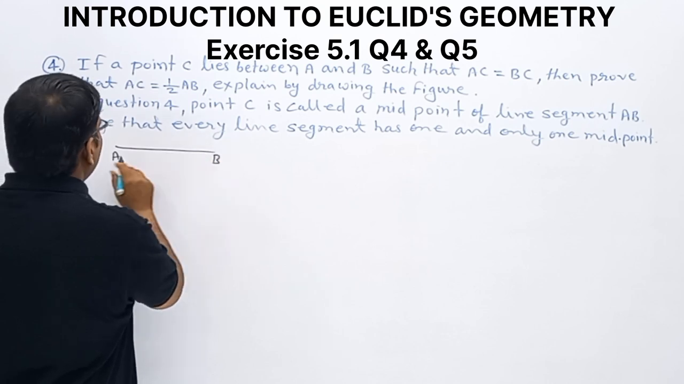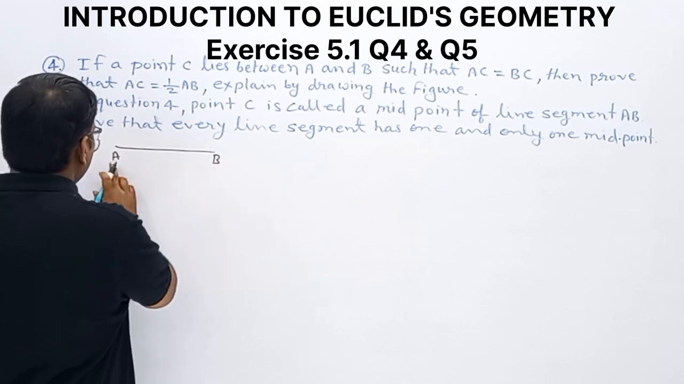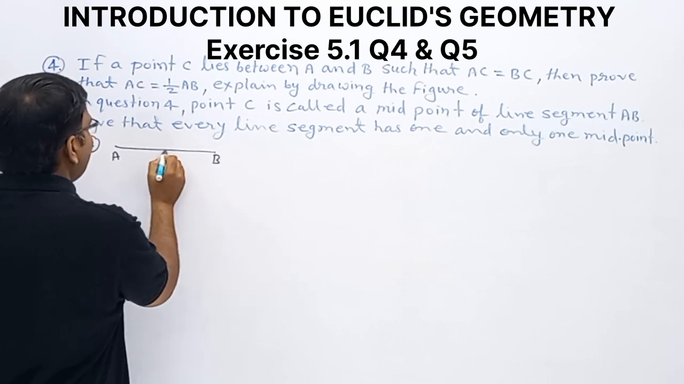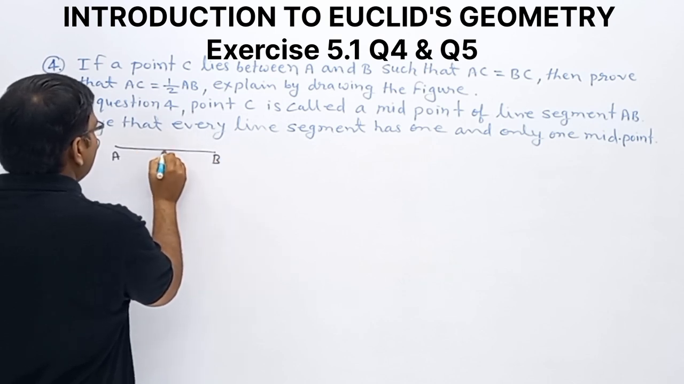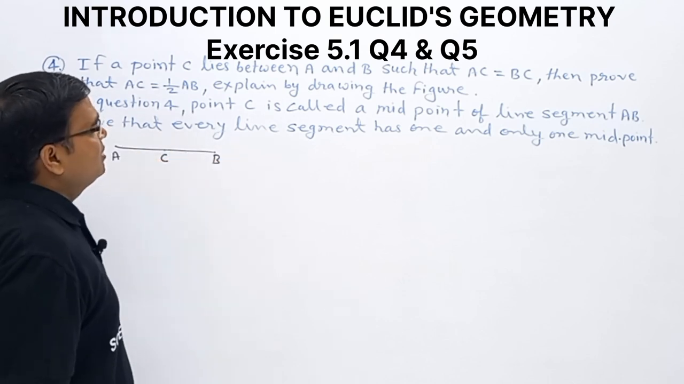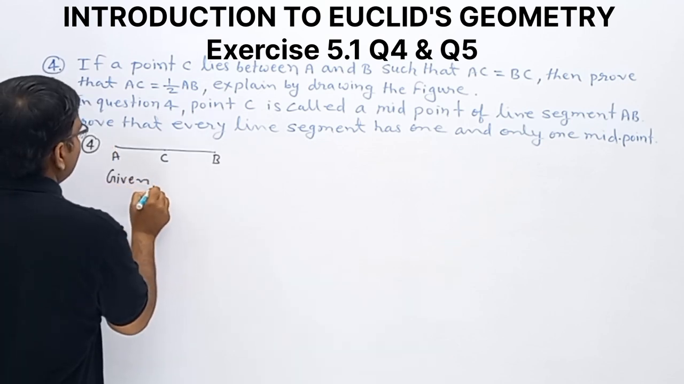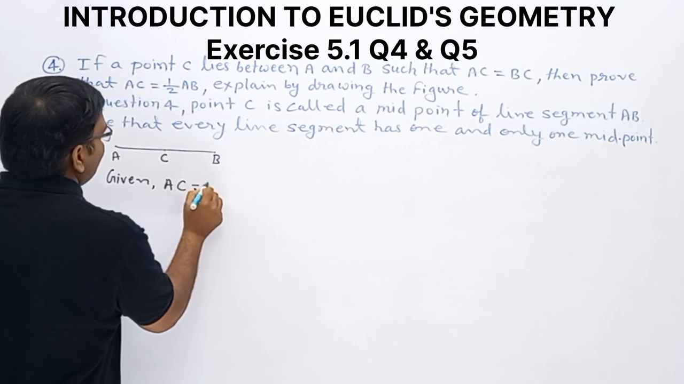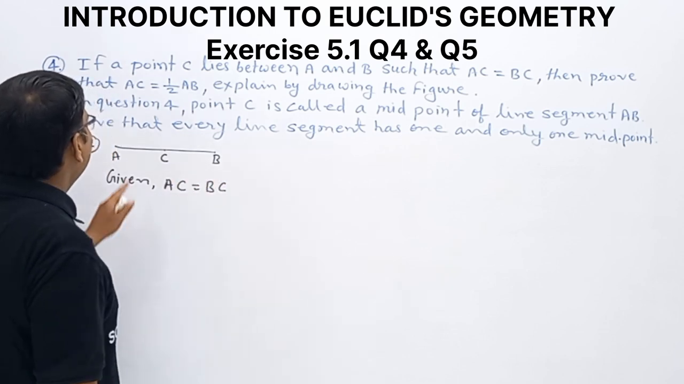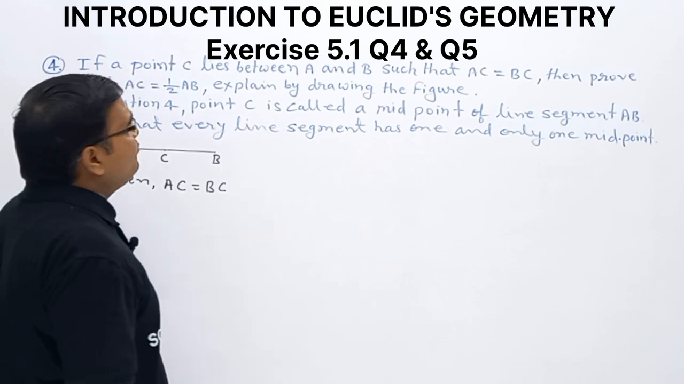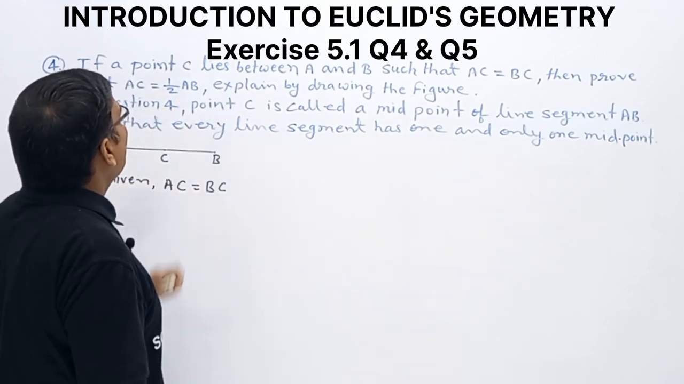If a point C lies between A and B, we have 2 points A and B. One point C is lying in between both, such that AC equal to BC. This is given. Then prove that AC equal to half AB.